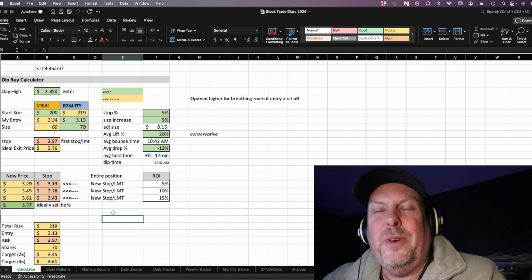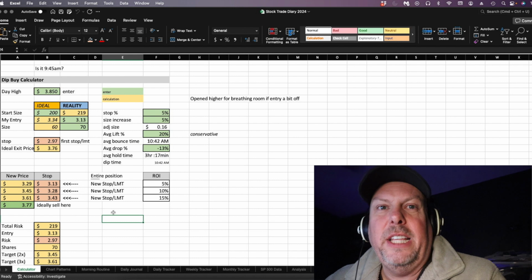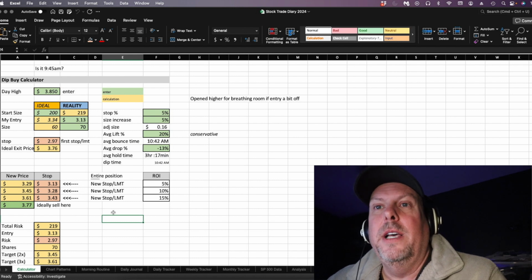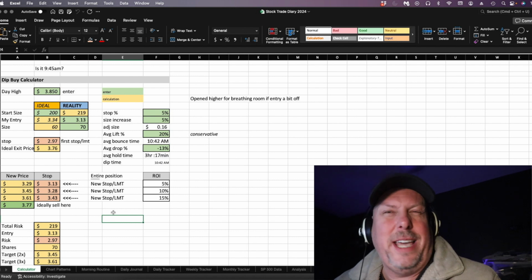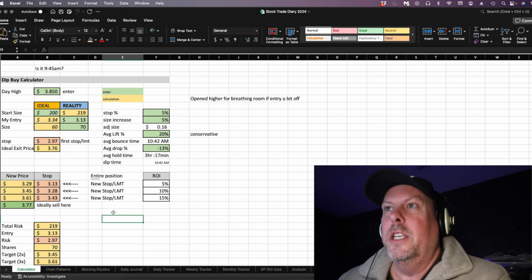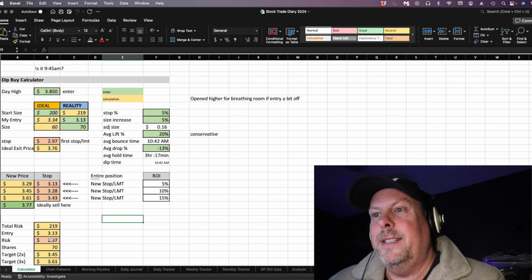One of the key things you want to do on your daily trading is have a tracker. There's a couple parts to my tracker here. I'm going to go through each different sheet and you can see how they stack up. One thing you want to create is a calculator.